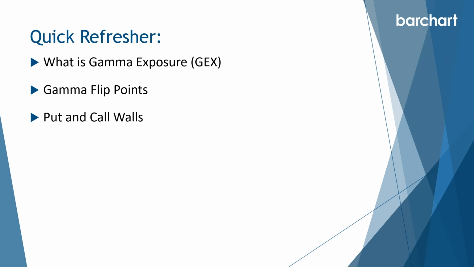Then we've also got put and call walls. These are strike prices with very large open interest that can act as price magnets, and potentially also as support and resistance once price gets to those levels. So that's a quick framework. Now let's see how it plays out with two real stocks at the moment.